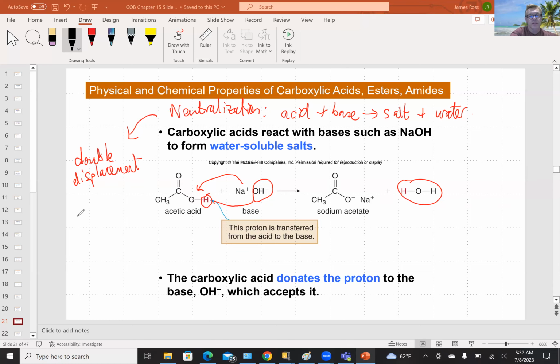In a double displacement, you have a compound AB and another compound CD. You can form AD plus CB. Essentially, you have cation exchange, so A takes D and C takes B. Clearly here, we've just exchanged the H plus on the acetic acid with an Na plus from the base. So this is a type of chemistry carboxylic acids can do.